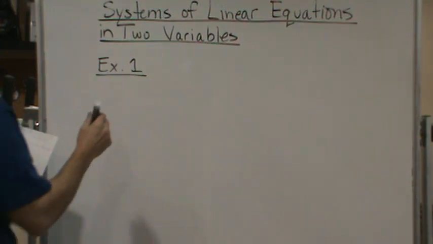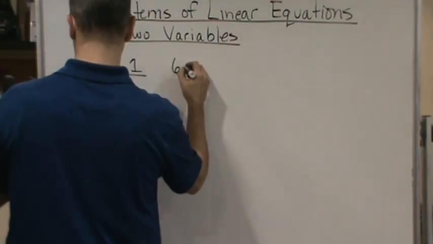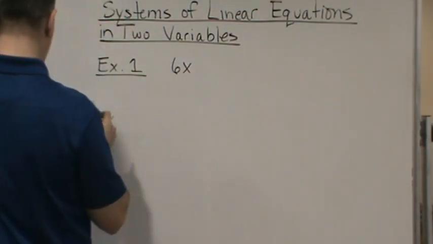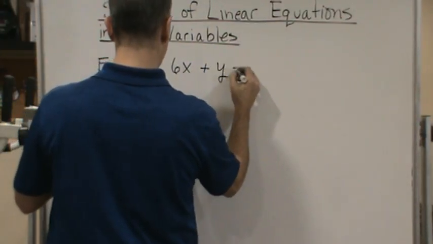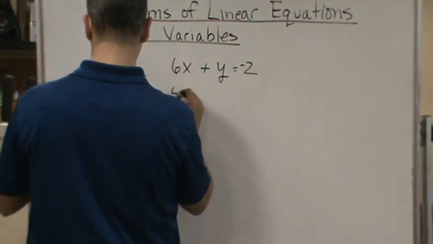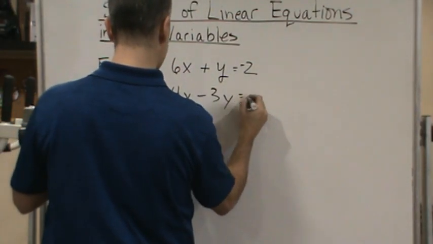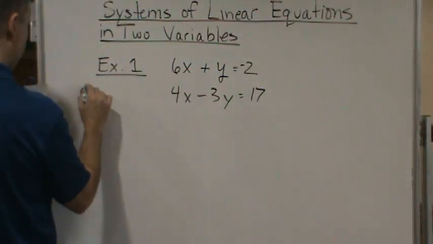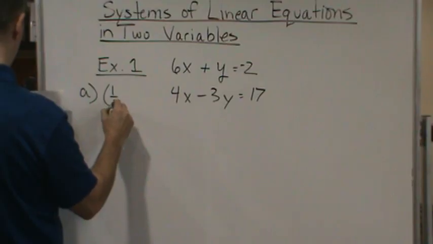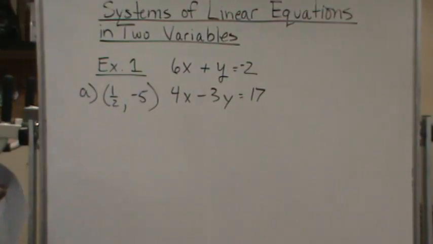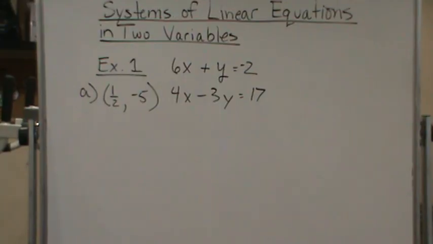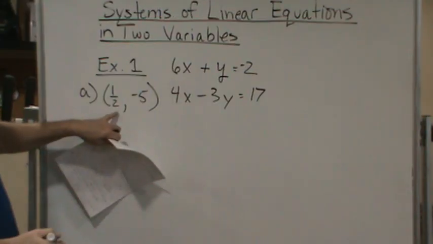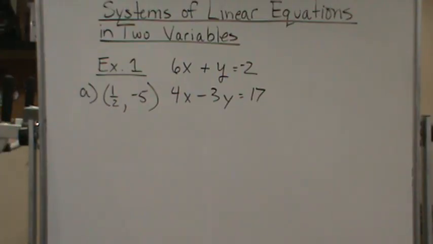In this example, we have this system of two equations and they're in standard form. We have 6x plus y equals -2, and 4x minus 3y is equal to 17. For part A, we're given the point (1/2, -5). Now, they want us to see if this point is a solution to this system. So what we're going to do is plug this point into both equations and see if we get a true statement.